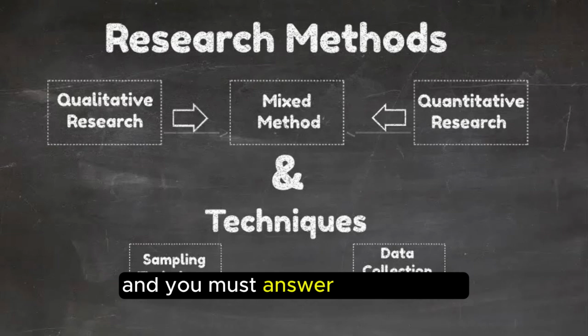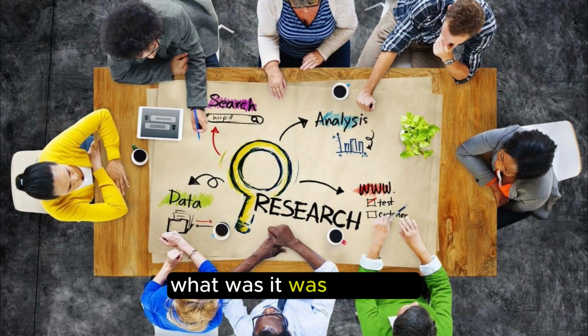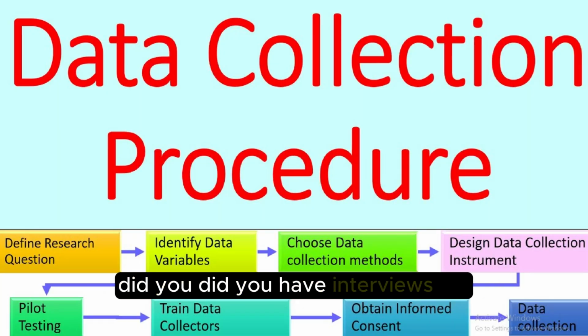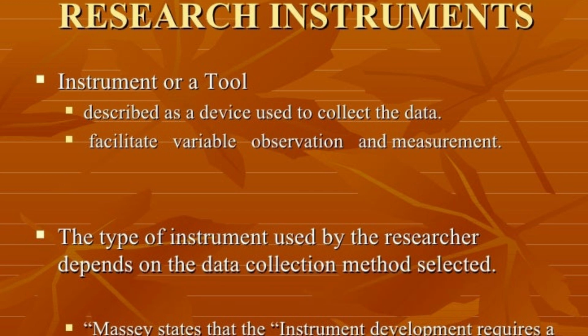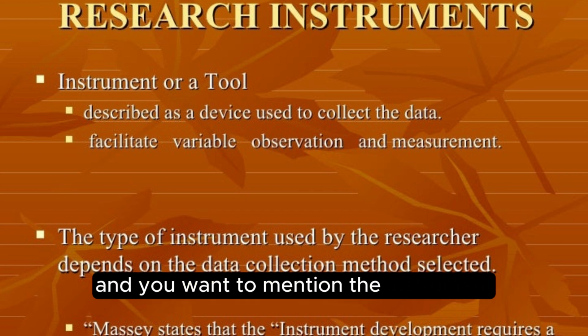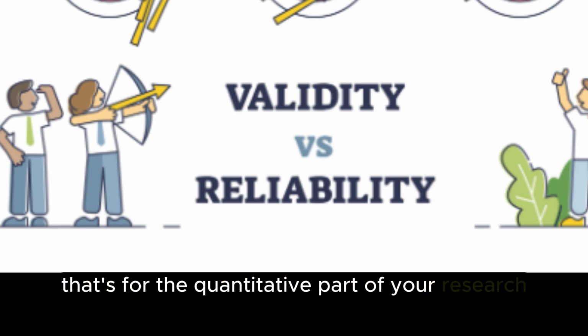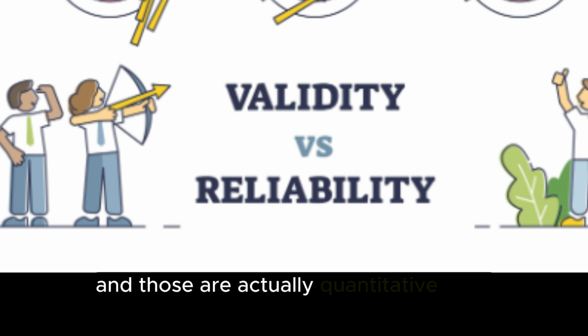And you must answer this question. What was it? Was it survey? Did you use questionnaires, databases like CompuStat or Bloomberg? Did you have interviews, etc.? Okay? And you want to mention the instrument validity and reliability. That's for the quantitative part of your research, and those are actually quantitative tools.